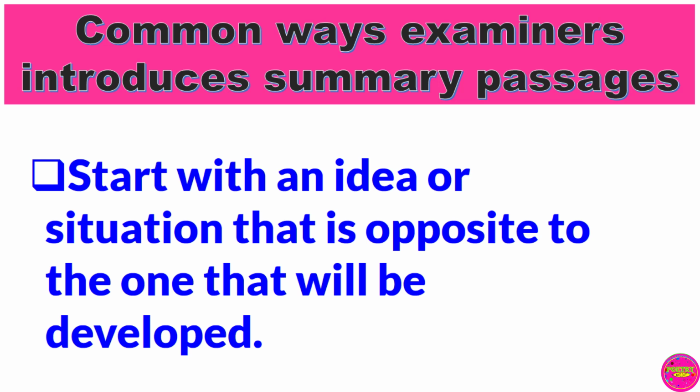Another way an author can introduce a summary passage is to start with an idea or a situation that is opposite to the one that will be developed in the passage. Most of the times, authors do this to erase any erroneous ideas that the readers may have about the topic. When they do this, they are able to erase the misconceptions or the fallacious ideas that the reader might have about the topic that is to be discussed. So let's consider this example.